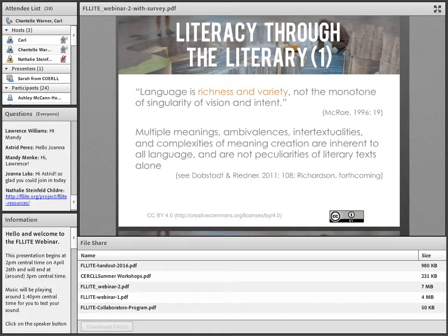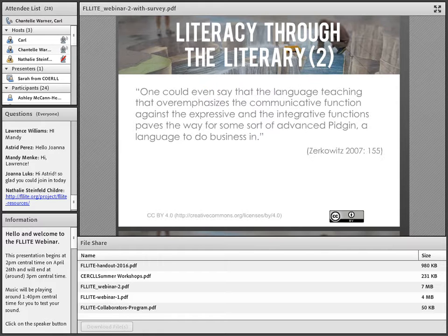And here I'm paraphrasing some recent work by my colleagues Michael Dobstadt and Renata Riedner, who are in German as a foreign language, but I also wanted to point attention to Diane Richardson, who's the one who gave me this quote, and her work, which talks about pedagogies and curricular instruction, which embrace these ambiguities and complexities. They're inherent in all language. We might even go so far as to argue, as Judith Zerkowitz, a researcher in English as a foreign language teaching, encourages us to do, that language teaching that overemphasizes the communicative function against the expressive and the integrative functions, so in other words, those functions of language that enable us to express and interpret emotions, attitudes, experiences, concepts, and beliefs, paves the way for some sort of advanced pidgin, a language to do business in.